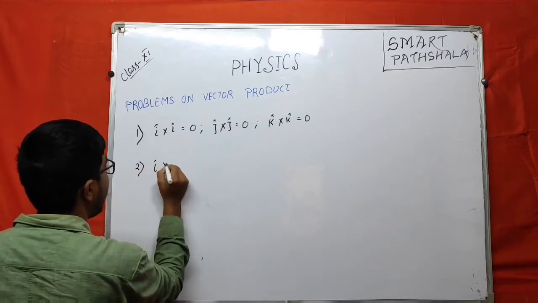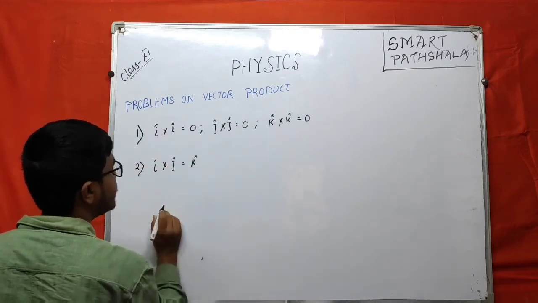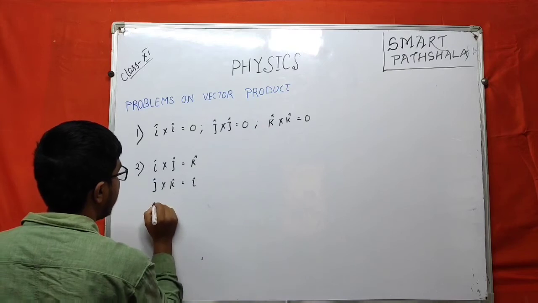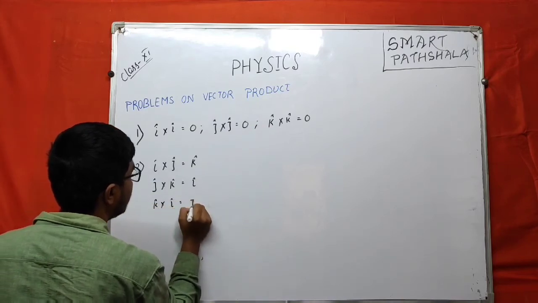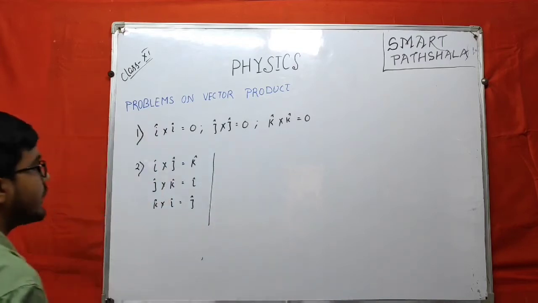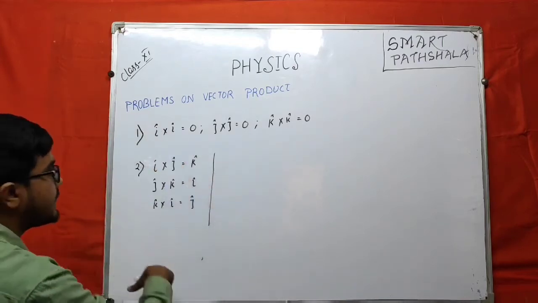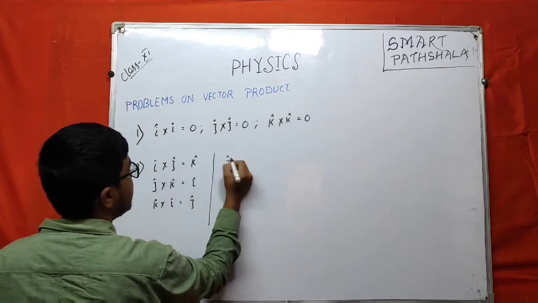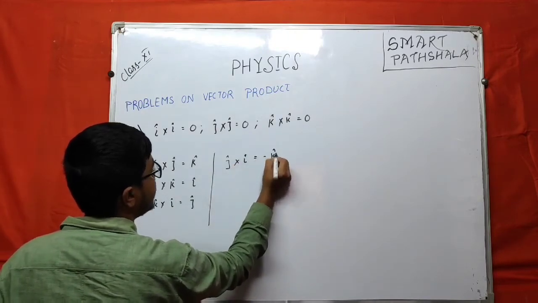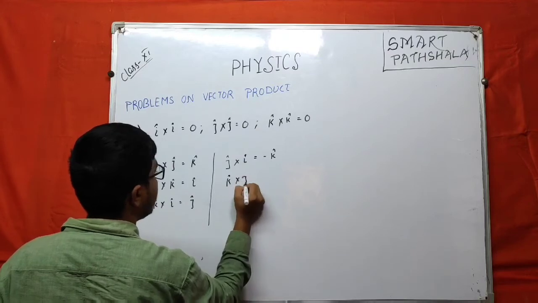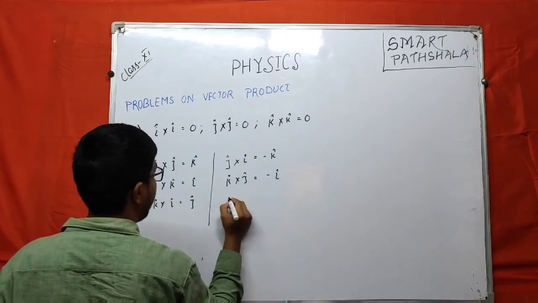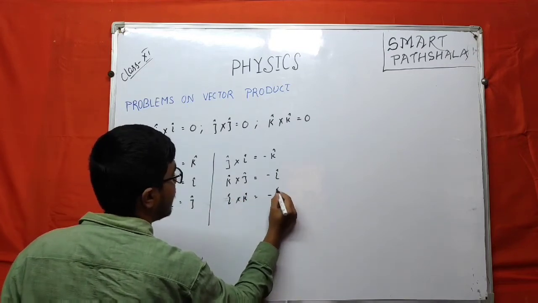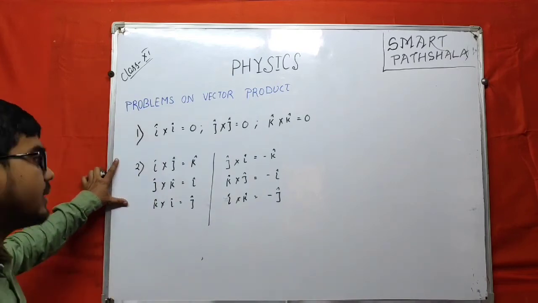Then I cross J equal to K. J cross K equal to I. Then K cross I equal to J. These are the sets of positive side, and just reverse them. That is J cross I equal to minus K, K cross J equal to minus I, and I cross K equal to minus J. This is so simple to remember.